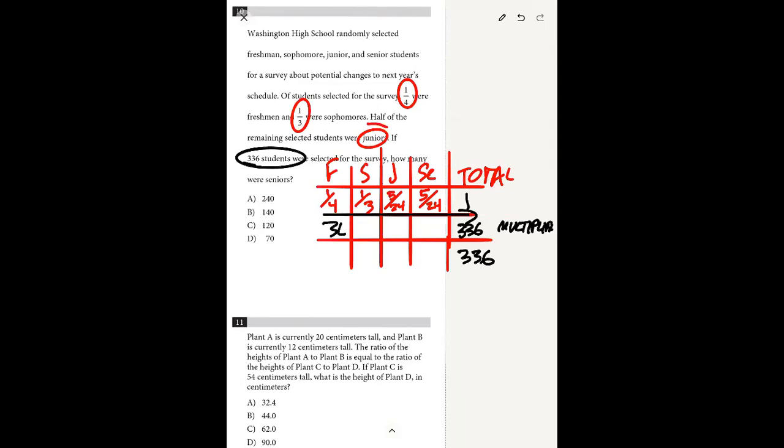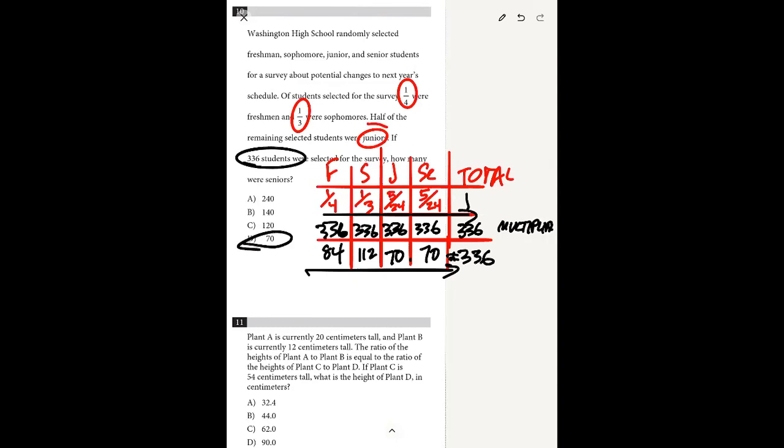And everything in this table gets multiplied by 336. Every fraction. So if you multiply 5/24 times 336, that'll tell you the number of seniors that we have. And there's going to be 70, which means there's going to be 70 juniors. If you do 1/3 times 336, that's going to be 112. If you do 1/4 times that, let's see, it's going to be 84. Now, if you go across and add these, they should total up to 336. But the answer for this one would be 70.